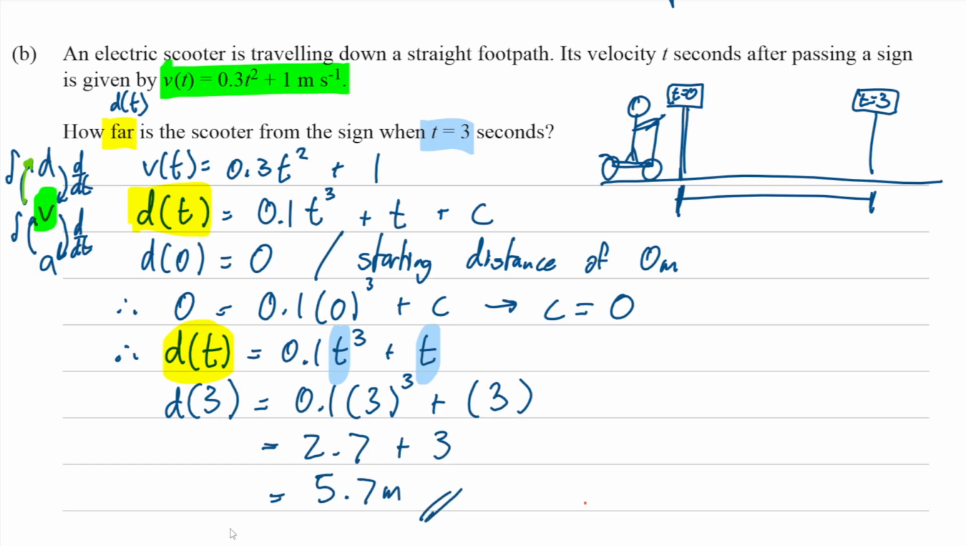And this is an achieved question because we anti-differentiated. Solving for c was, I guess, trivial in the sense that it was 0, right? The initial distance was 0. However, you do need to know that. And then finally substituting in a time to get a distance. So after 3 seconds, you have traveled 5.7 meters.